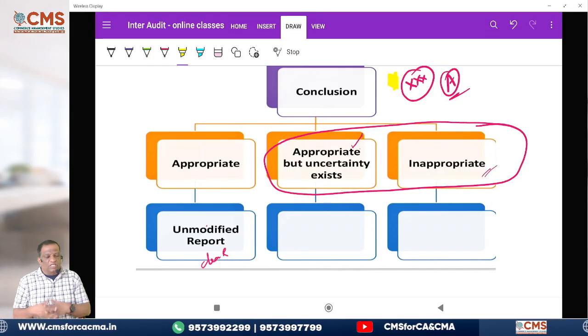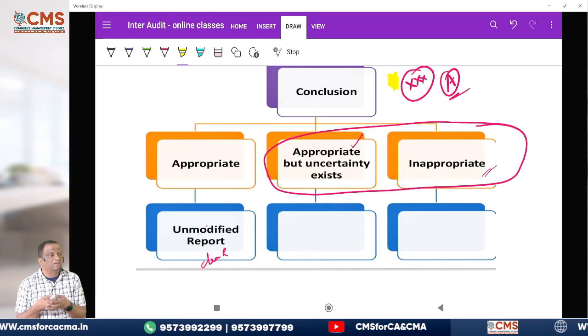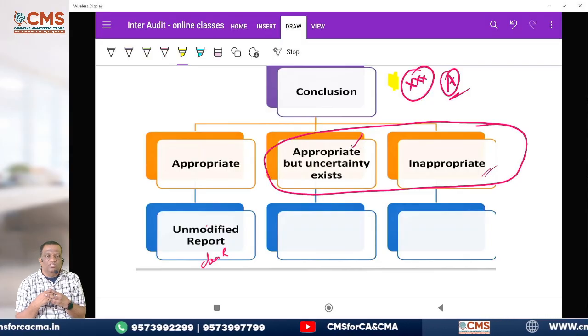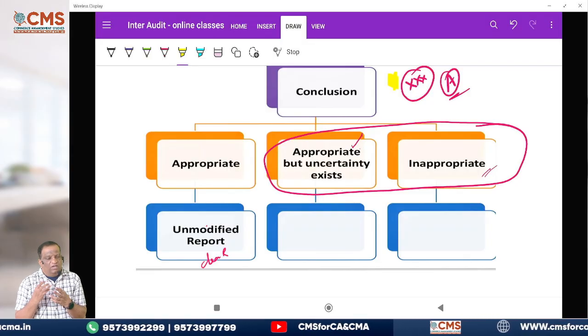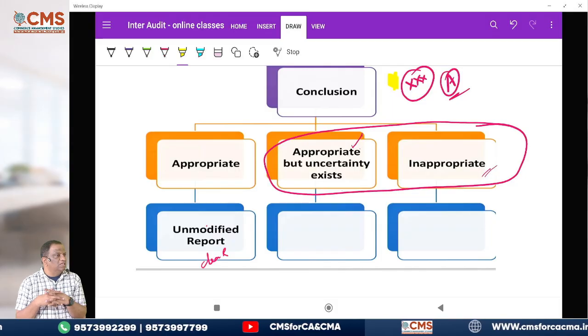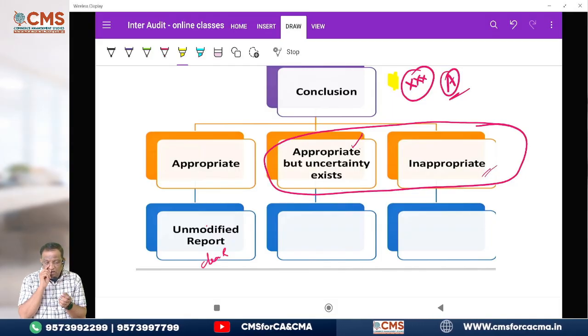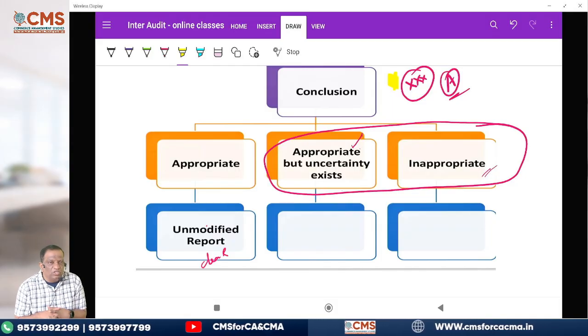Then whose responsibility is it to make this assumption? Management. Then what is the auditor's responsibility? To ensure that this assumption is reasonable. Now one conceptual question: what if the management is not evaluating?